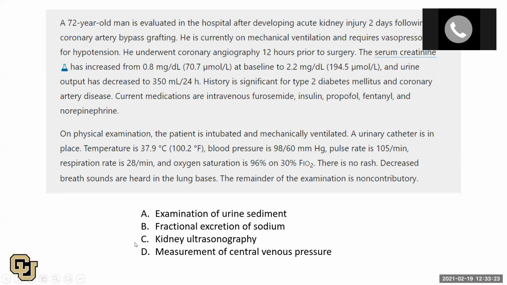Kidney ultrasonography is incorrect here because the patient already has a catheter in place, and so the likelihood that he's post-obstructed is pretty low. And then measurement of central venous pressure to make decisions is really not something we should be doing day to day anyway. Cardiology can help with that, but we know that those measurements, unless you have a Swan floating, are really difficult to interpret. So not the right answer there, plus we know he's already hypotensive. So good, you're going to look at the urine sediment to look for granular casts.